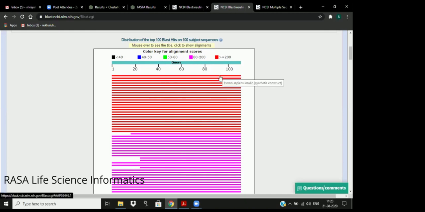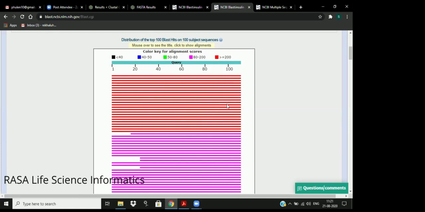If you move your cursor, you see that the first line is Homo sapiens insulin synthetic construct. If you move your cursor to the second, you will be able to see the other sequences. It is insulin pre-protein. So each line represents a specific protein taken from the database and arranged in such a way that the best results are on the top and the bad results are going below. Okay, so these are the top results which have been shown to you from BLAST.